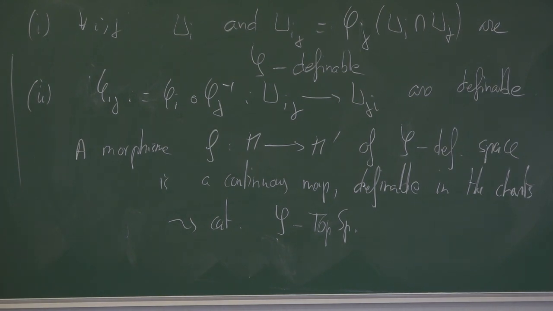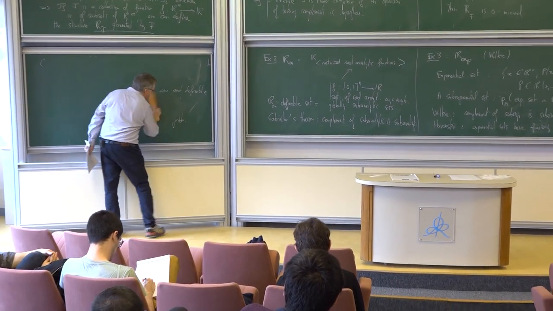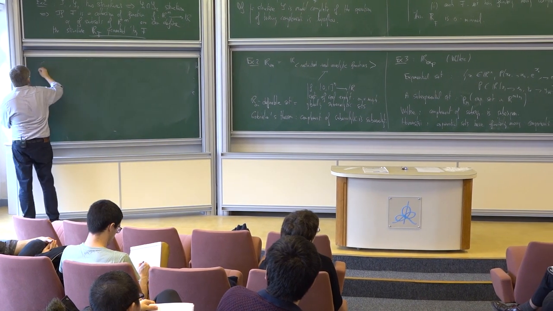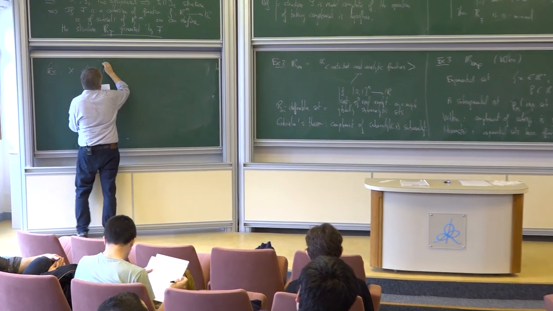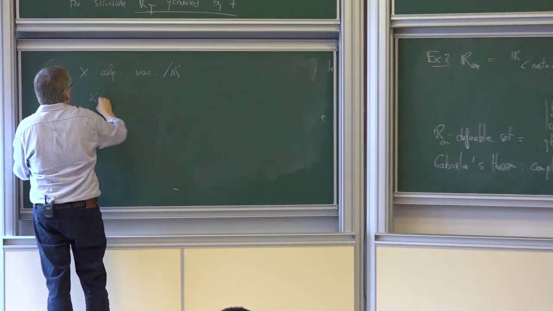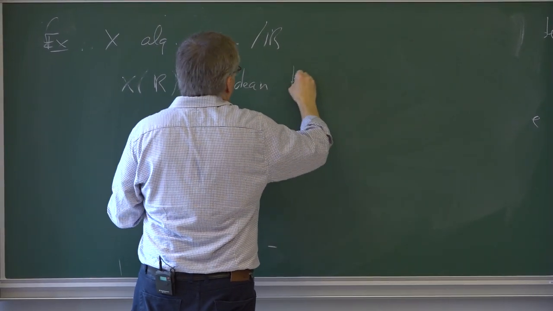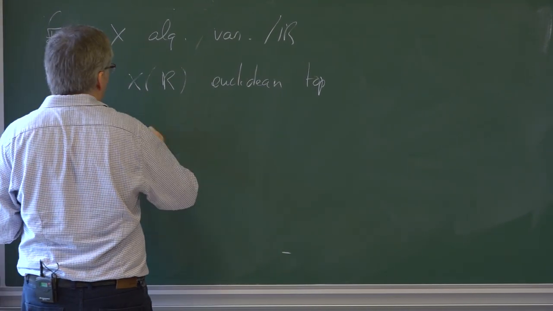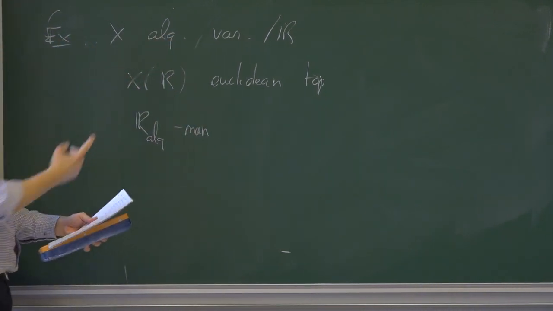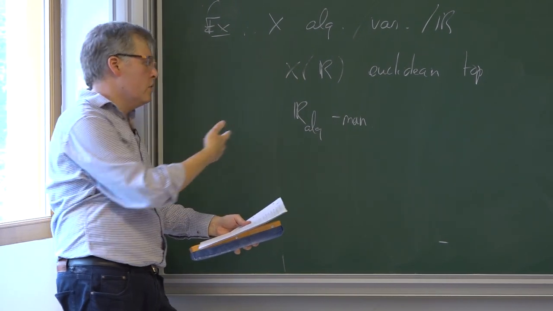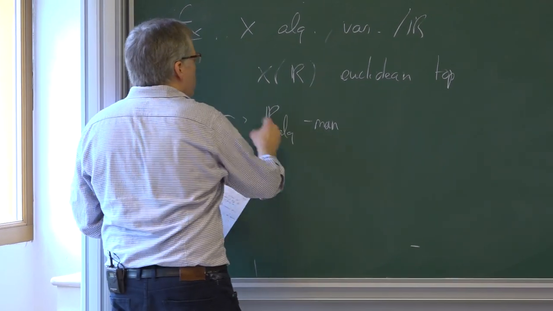So of course, what are the important examples? You start with X an algebraic variety over R. Then you can equip X(R) with its Euclidean topology. But it gives you also an R_alg-manifold. You cover X by finitely many affine charts, and then those realizations give you the charts that you want when you take the R-points. So this is naturally an R_alg-manifold.